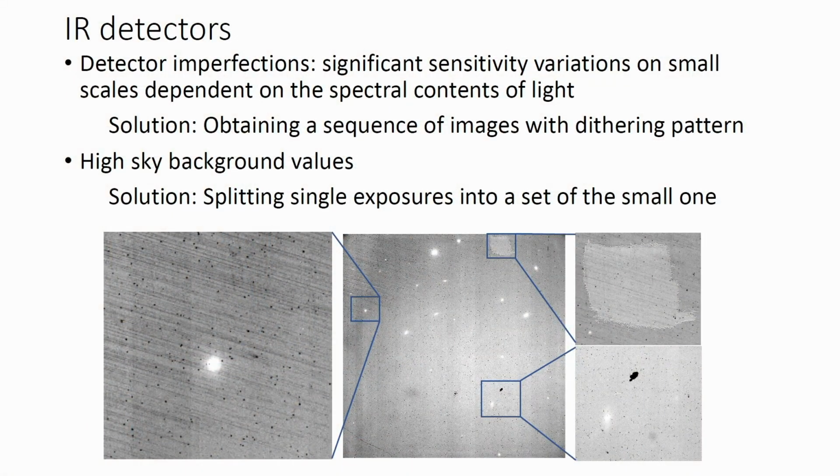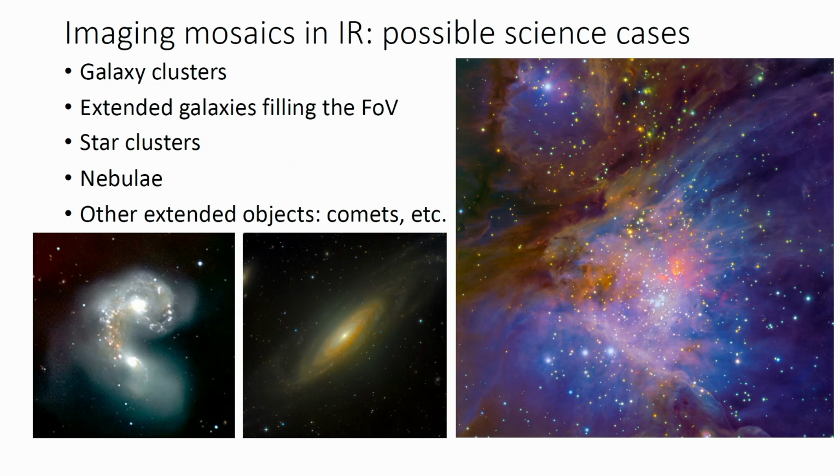The solution for the first problem is dithering. So you shift your image, you obtain a sequence of randomly shifted images and then analyze them one by one. The solution for the second problem is splitting the long exposure into smaller ones, and then also analyzing them one by one. But when you need to observe extended objects, you need to obtain imaging data for several fields. And this is what I will be talking about in my talk.